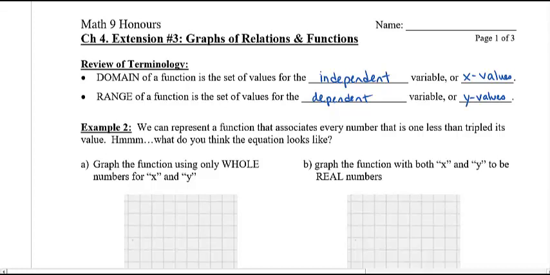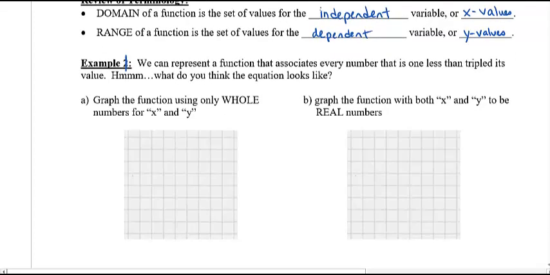Okay, so, example number 2. What happened to example number 1? Well, let's pretend this is the one then. So example number 1, it says we can represent a function that associates every number that is 1 less than triple its value. 1 less than triple its value. What do you think the equation then looks like?